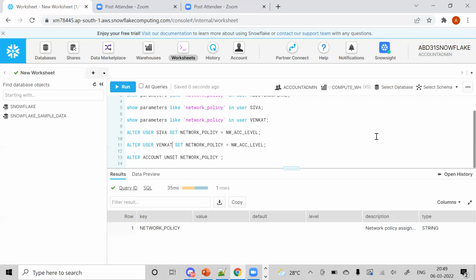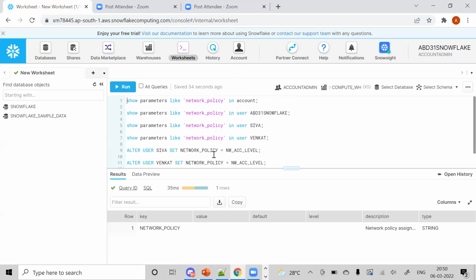Yes, I am unable to log in. Right. What about Venkat? You should be allowed to log in. Venkat, you are able to log in? Yeah, I am able to log in. Okay. Yeah, Shiva, go ahead. What we did is we created a network policy, but we did not activate it at account level, but you activated the network policy only for me.